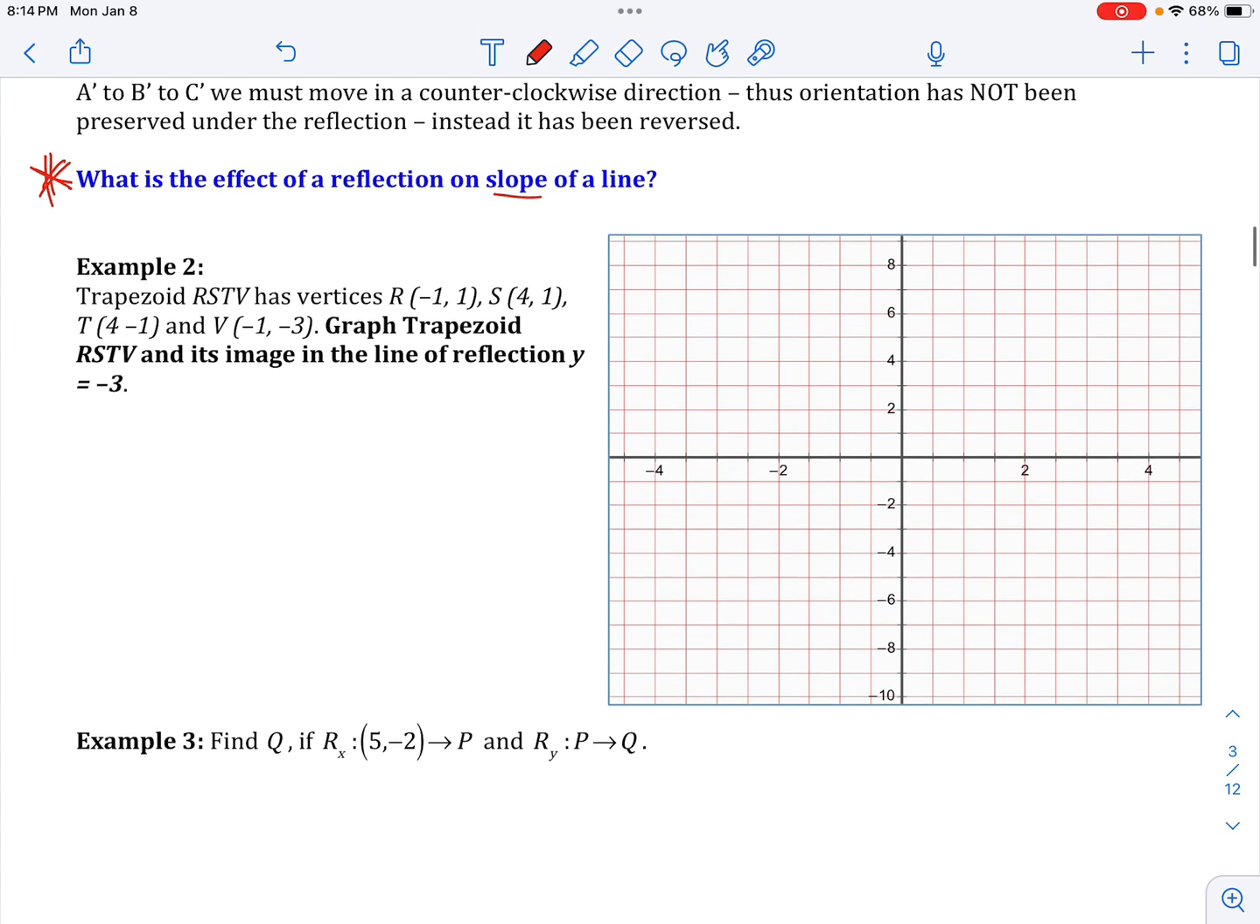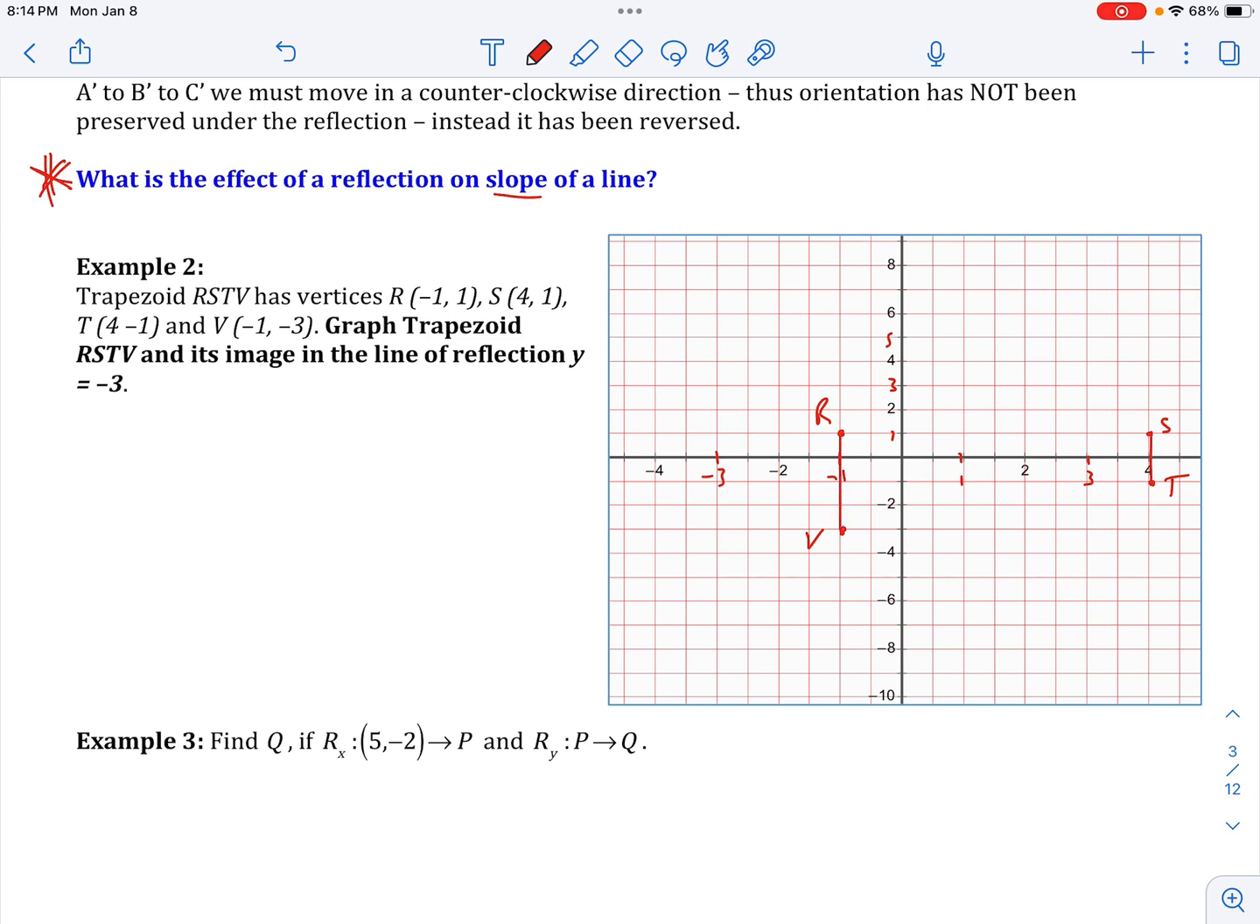But let's do this trapezoid. All right, trapezoid RSTV has vertices at negative... Oh yeah, this graph paper is terrible. See how this is different on the x-axis and the y-axis. This is 1, 3, right? Yeah. So negative 1, 1 is here. This is R. S is at 4, 1, which is here. I wish I could just pause this and do this so you don't have to watch me do this so painfully. All right, negative 1, negative 3. So this is a trapezoid. Right, that's V. Yeah, it's a trapezoid.